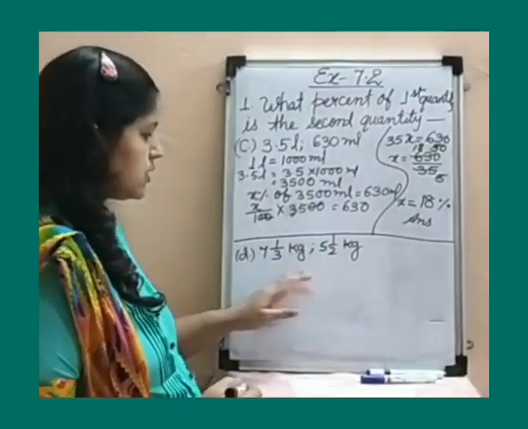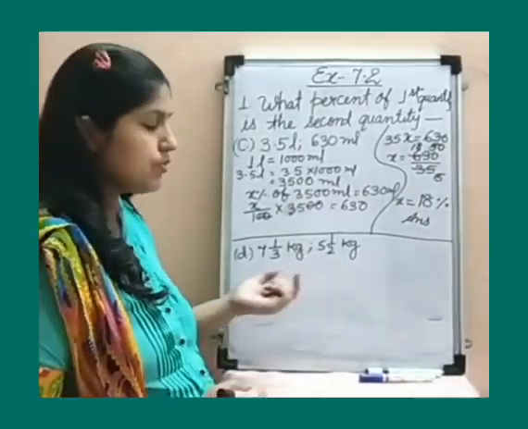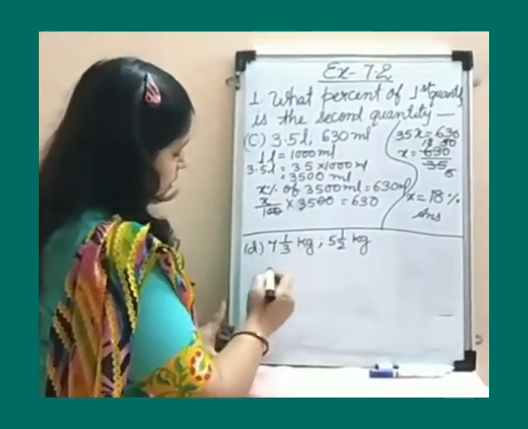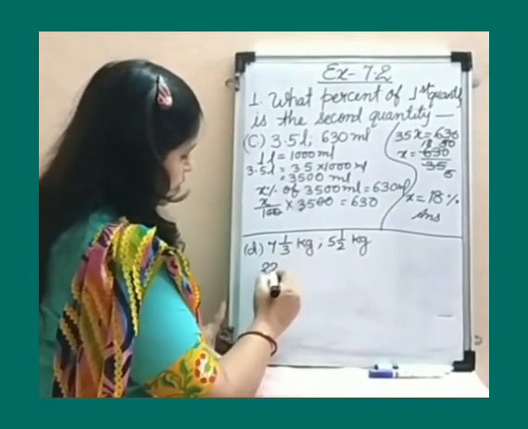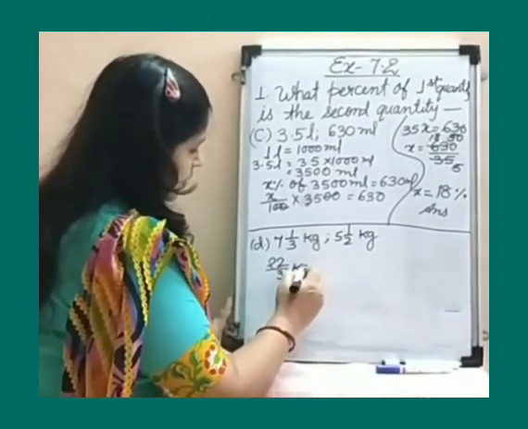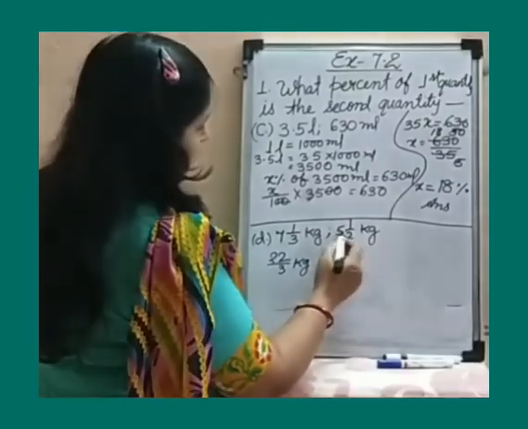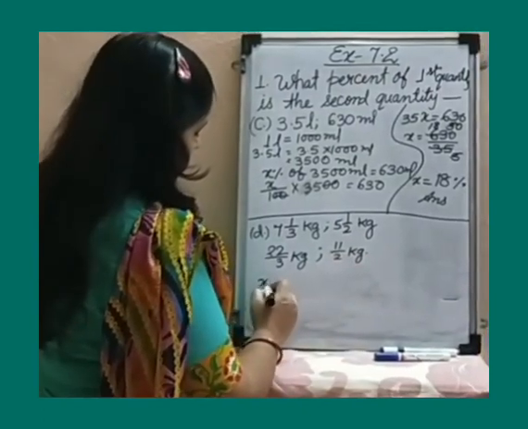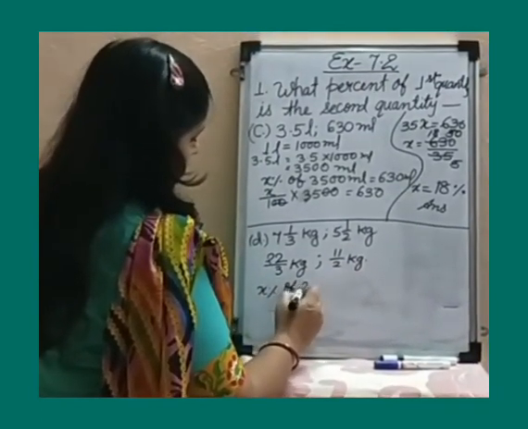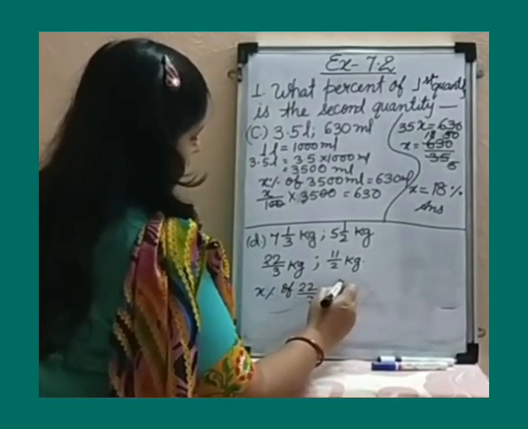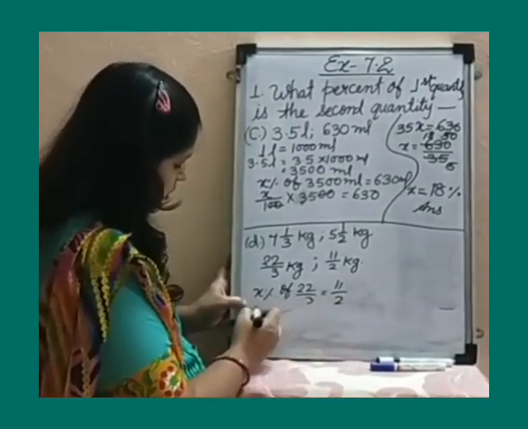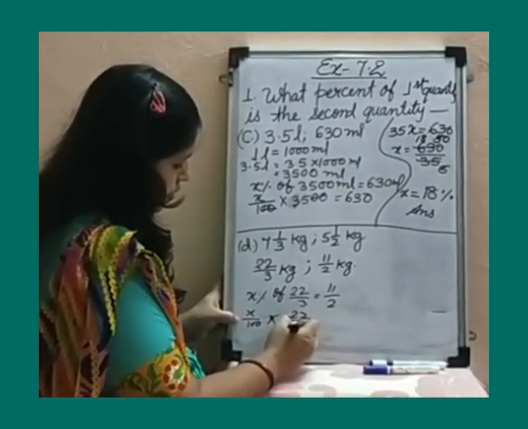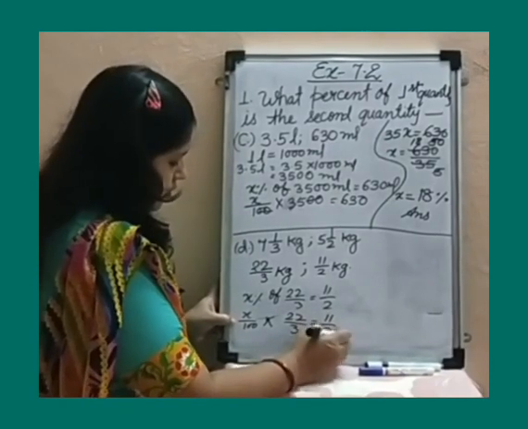Now the next question is, here it is given in mixed fraction. First we will convert it into improper fraction. 7 3s are 21, 21 and 1, 22 upon 3 kg, and 5 2s are 10 and 1, 11 upon 2 kg. Now x percent of 22 upon 3 equals 11 upon 2. X percent means x upon 100 into 22 upon 3 equals 11 upon 2.